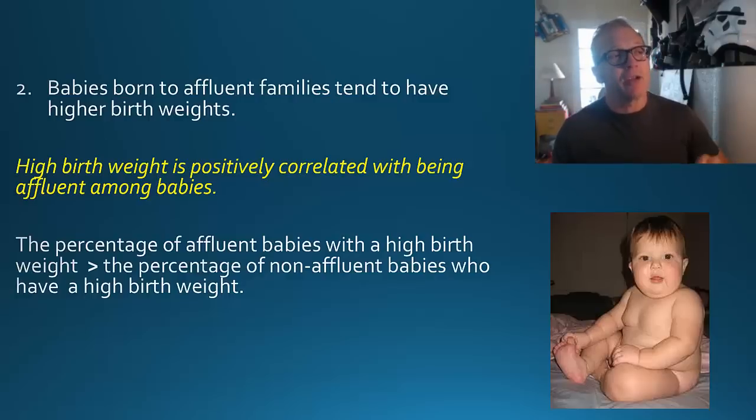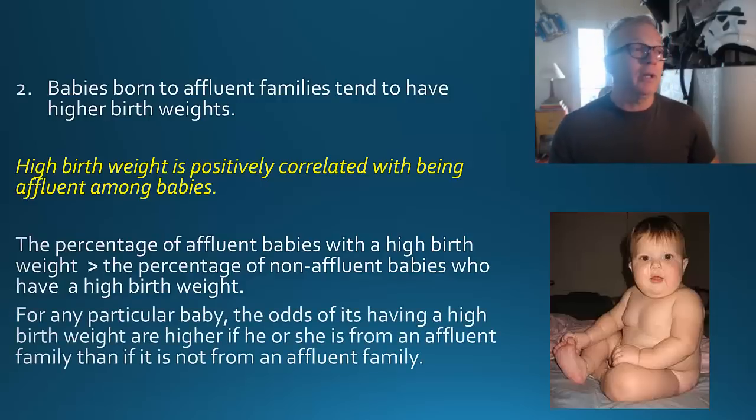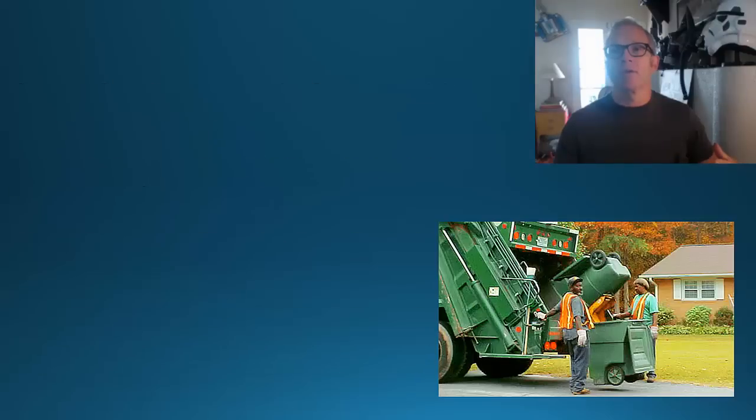The percentage of affluent babies with a higher birth weight is greater than the percentage of non-affluent babies who have a high birth weight. For any particular baby, the odds of its having a high birth weight are higher if he or she is from an affluent family than if that baby is not from an affluent family. All right, so that brings out some more of the details, or the idea for what's behind this notion of correlations. Now, here's another one.